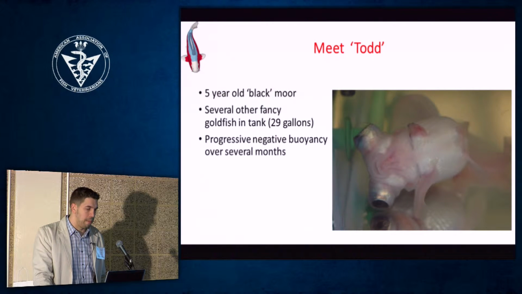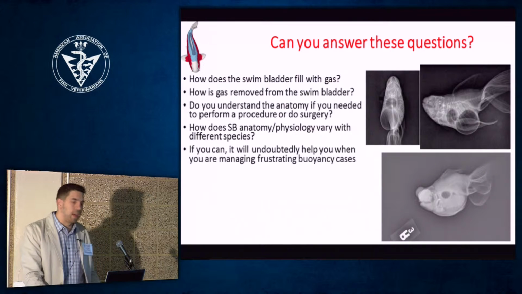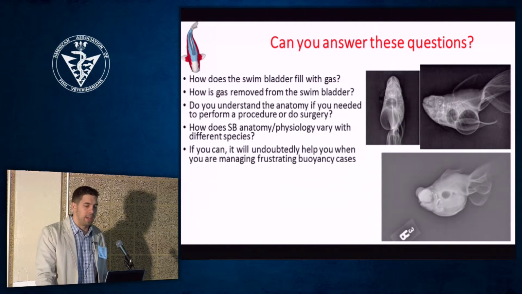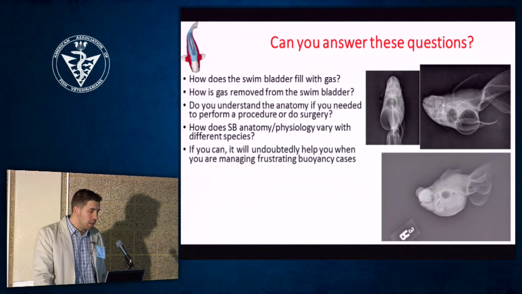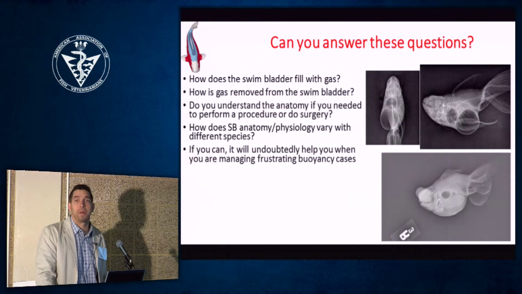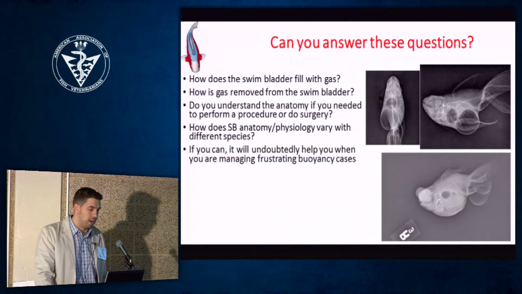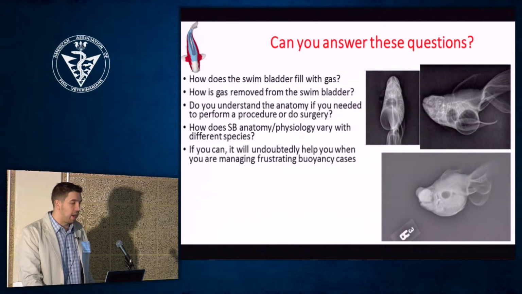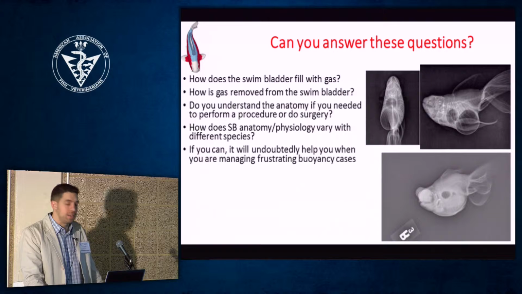But my question to you, if you're presented with these cases, rather than just saying that the fish has swim bladder disease, or really what is more appropriately termed buoyancy disorder, can you answer these important physiologic and anatomical questions? How does a swim bladder fill with gas? How is it removed from the swim bladder? Do you understand the anatomy? If you needed to perform a procedure, if you needed to aspirate the swim bladder or even perform surgery on the swim bladder, do you understand the anatomy of the swim bladder? And how does the swim bladder anatomy and physiology vary with different species? If you can answer these questions, it will undoubtedly help you when you're managing frustrating buoyancy disorder cases.